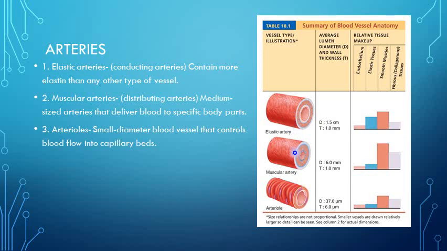Muscular arteries, also known as distributing arteries, are medium-sized and deliver blood to specific body parts. They have the thickest tunica media of all the blood vessels, as you can see in the picture. Arterioles are small diameter blood vessels that control blood flow into capillary beds.